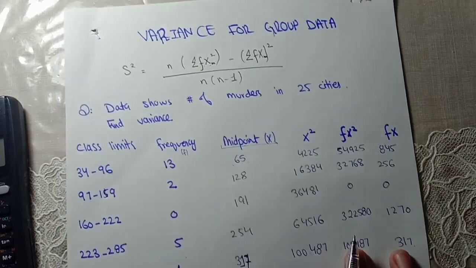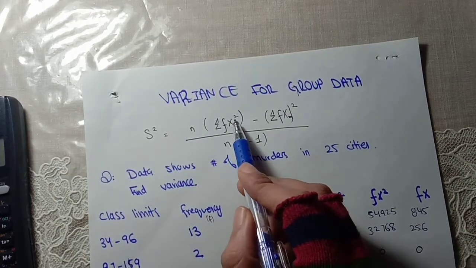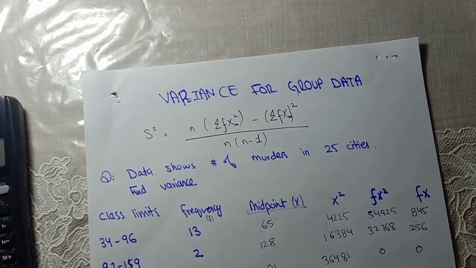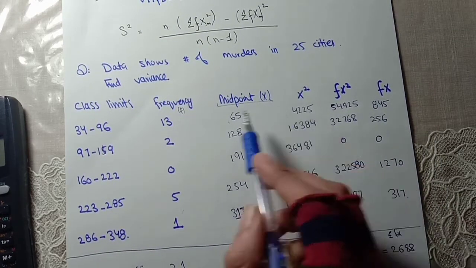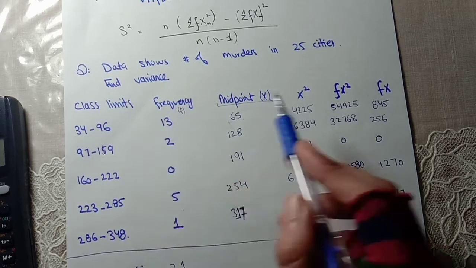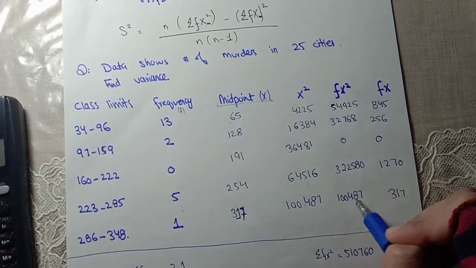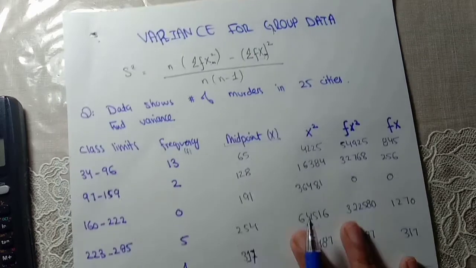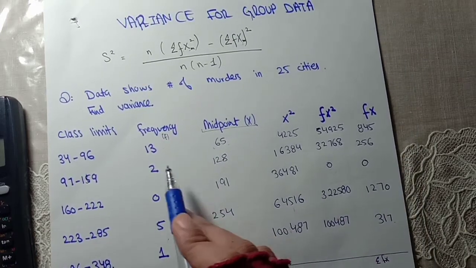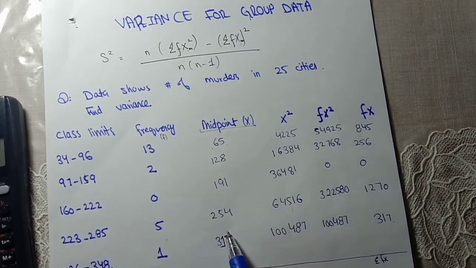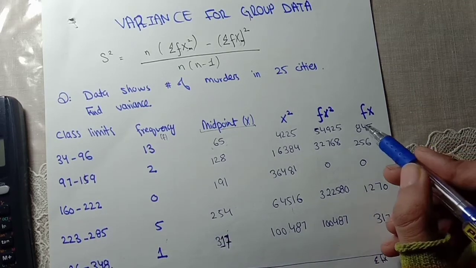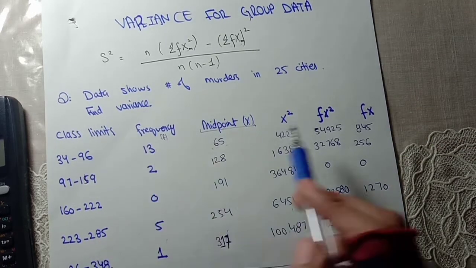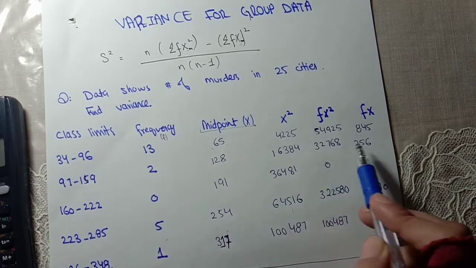Now we multiply x square with f, which is the frequency. This was the x square, and I multiplied it with the frequency, which is f, and got my answers in another column, fx square. Like it was 13 into 65, 845, 2 into 128, 256.